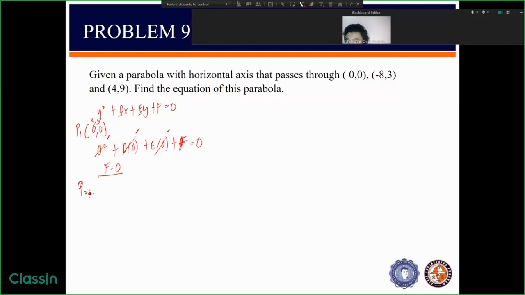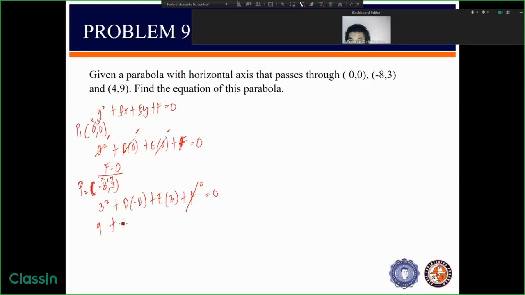So, let us use point 2. For point 2, we have coordinates negative 8 and 3. Your negative 8 is the x coordinate, and your 3 is the y coordinate. So, substituting these coordinates in the equation, you have 3 squared plus d times negative 8 plus e multiplied by 3 plus f, which is equal to 0. I will substitute 0 for f right away, since we already got it.